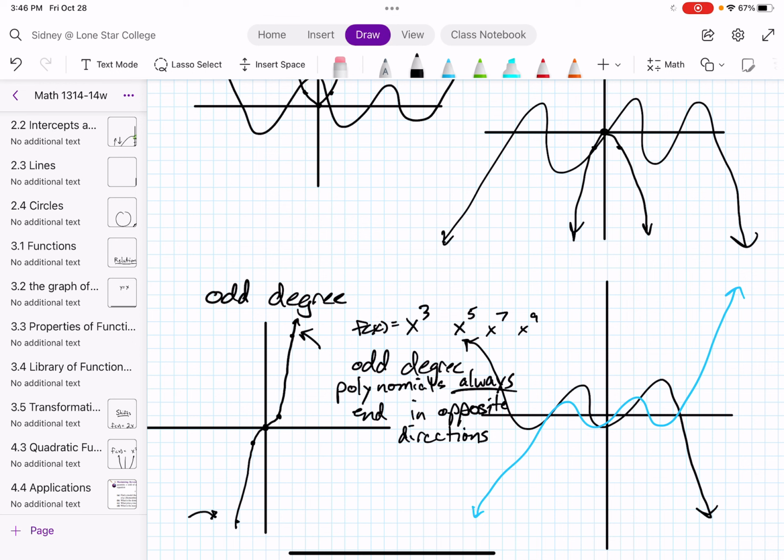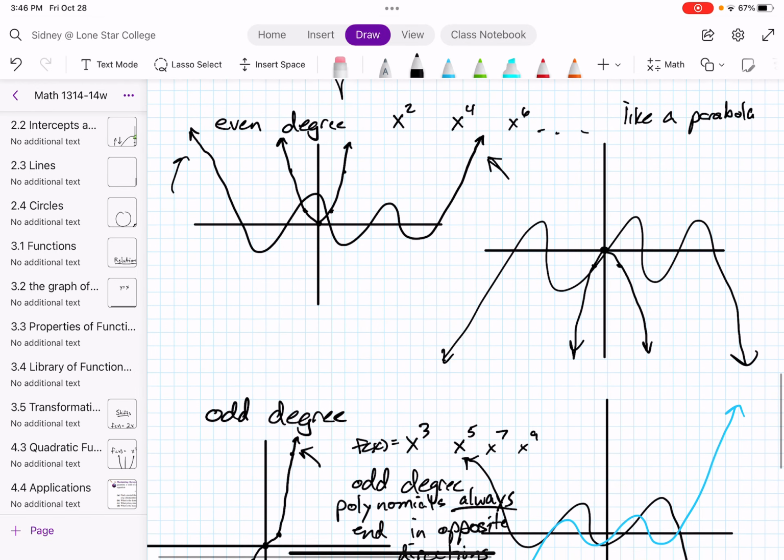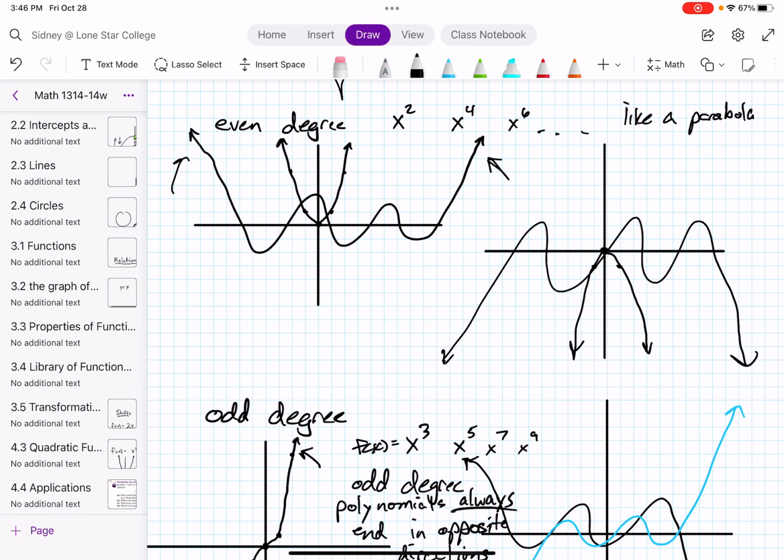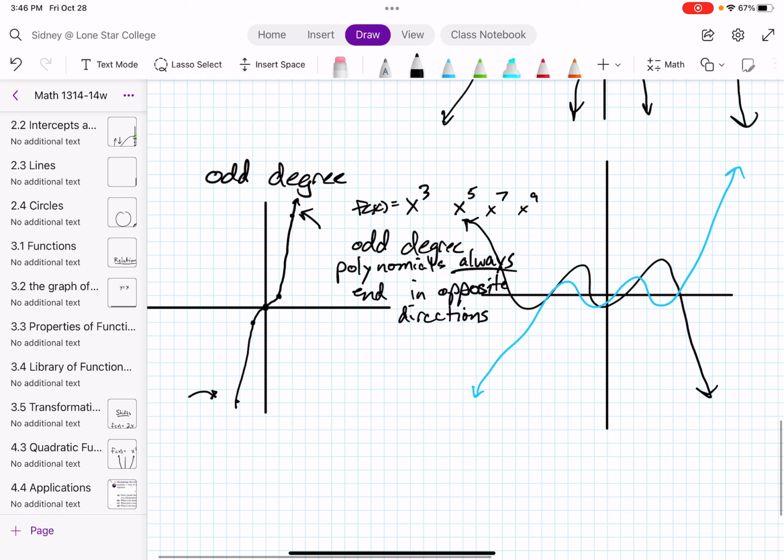You can take that to the bank. It will always be that way. Even degree polynomials will always end in the same direction, and odd degree polynomials will always end in the opposite direction from which they started.